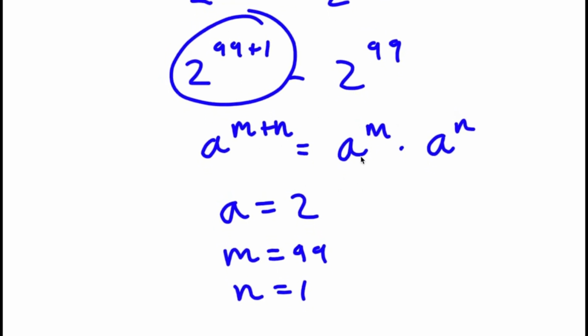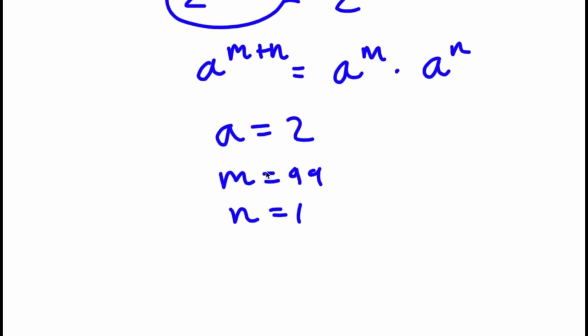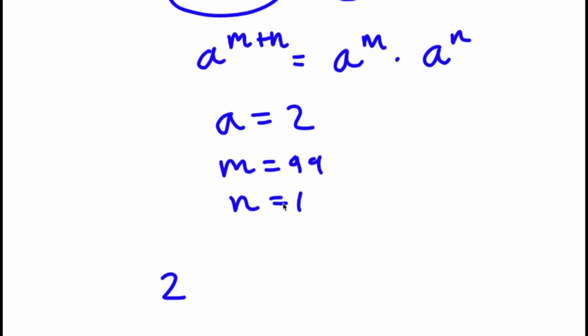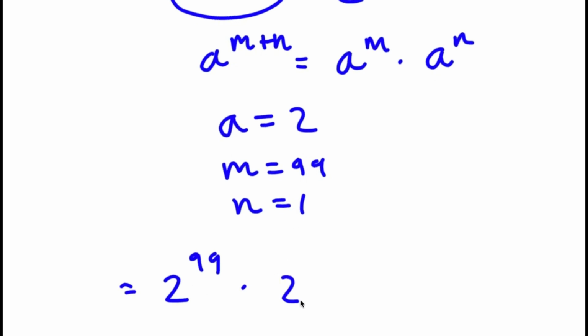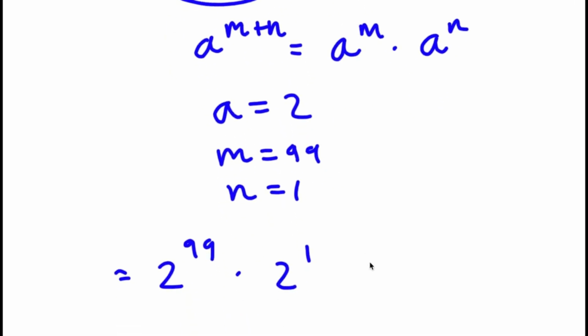So now I'm going to put this in the form a to the power of m times a to the power of n. So a is 2, so I have 2 to the power of 99 times a to the power of n, so 2 to the power of 1. Now I have this minus 2 to the power of 99.